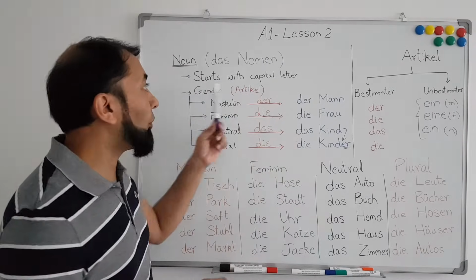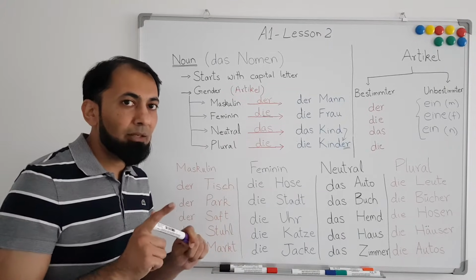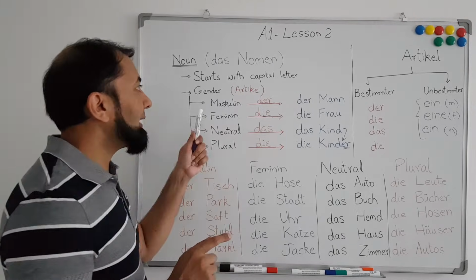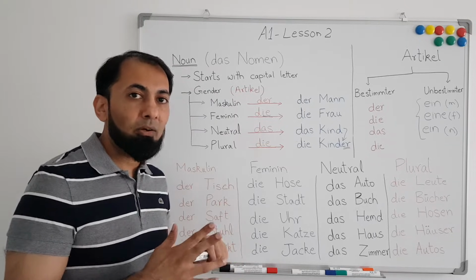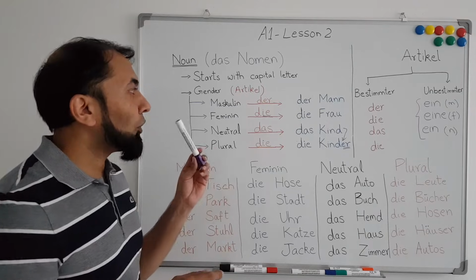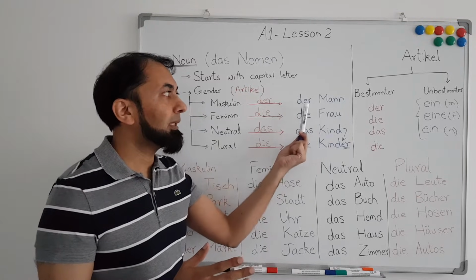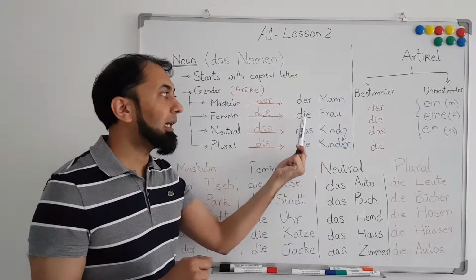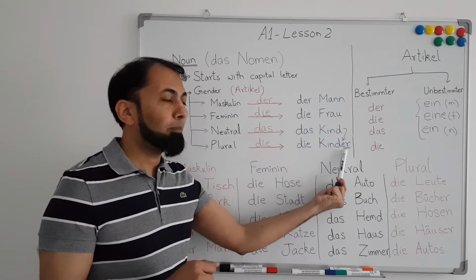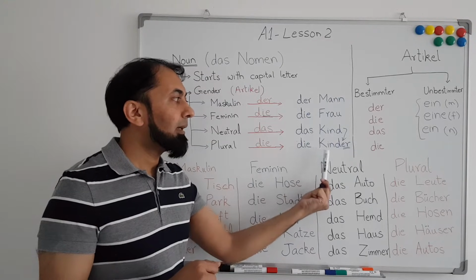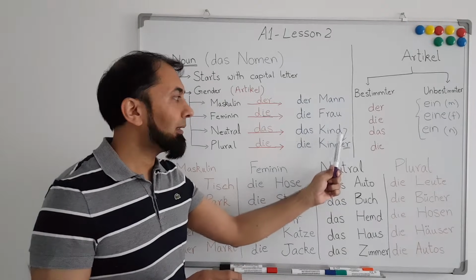But here I repeat both the points. All the nouns in the German language start with a capital letter. The second is that all German nouns have a gender, which can be masculine, feminine, neuter, or plural. And for each type there is one article associated with it. For a masculine noun the article will be der. For a feminine noun the article will be die. For a neuter noun the article will be das. For the plural the article will be die. Here Kinder means kids, so it's a single kid and kids.